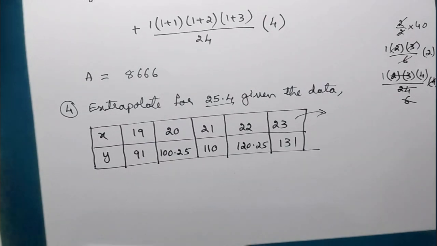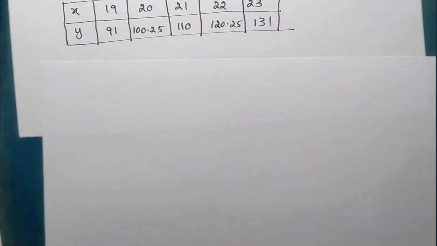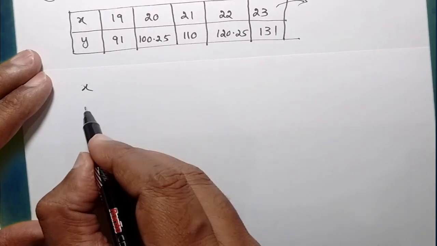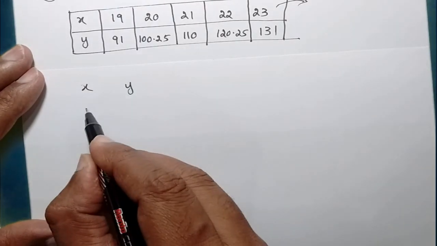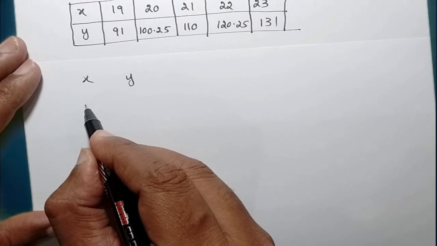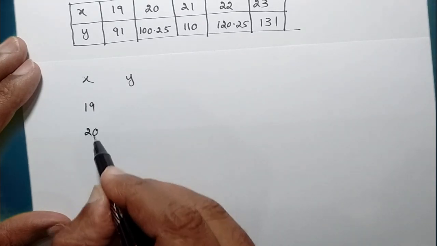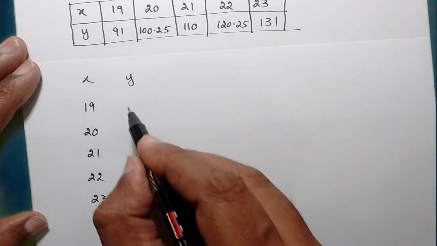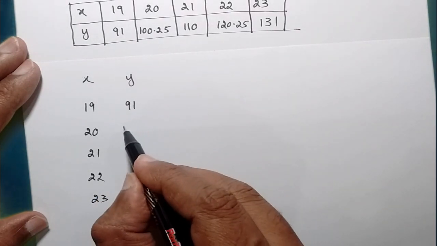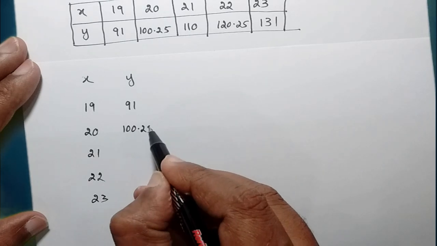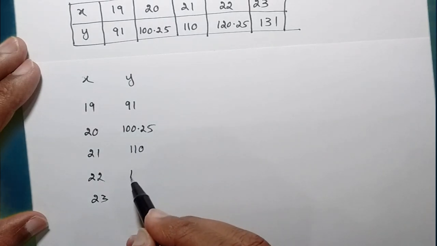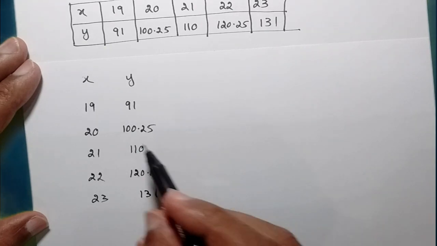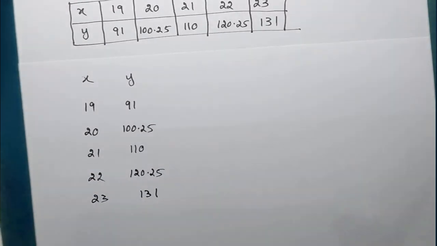So for that we will prepare the table. Let me prepare the table over here. x values and y values. The x values are 19, 20, 21, 22 and 23. The y values are 91, 100.25, 110, 120.25, 131. So these are the values. Just put it in the form of a table.